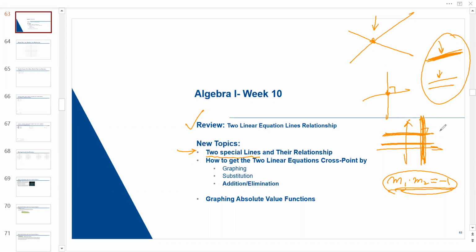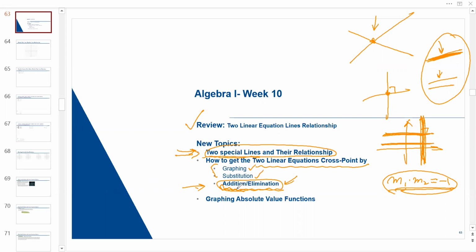So if one told you that's a vertical line, and another line is perpendicular to this vertical line, they have to be a horizontal line, right? Just like this one. We already talked about this before the homework review part, and we just talked about it one more time. And how to get the cross point of two linear lines: graphing, substitution. Last week we talked about this part. Today we move on to use the addition elimination methods.